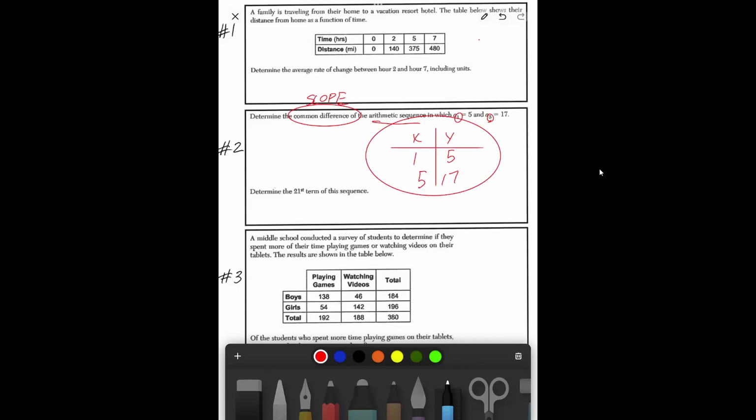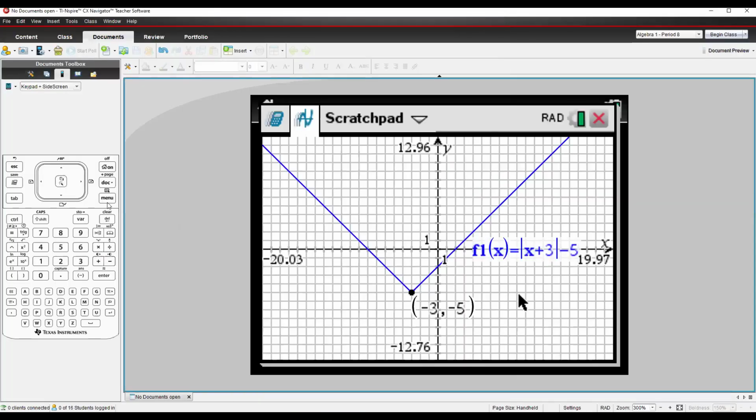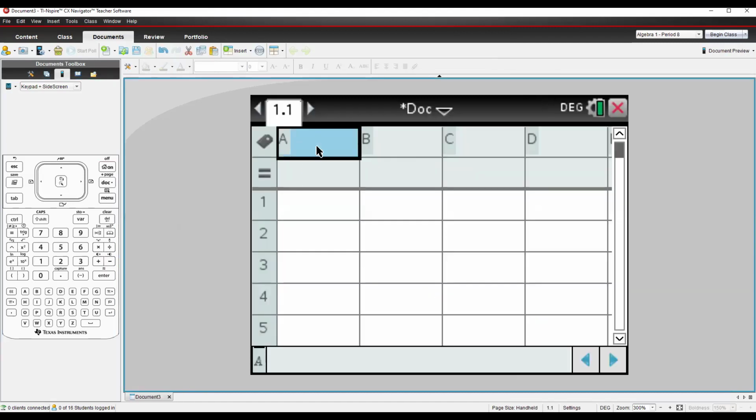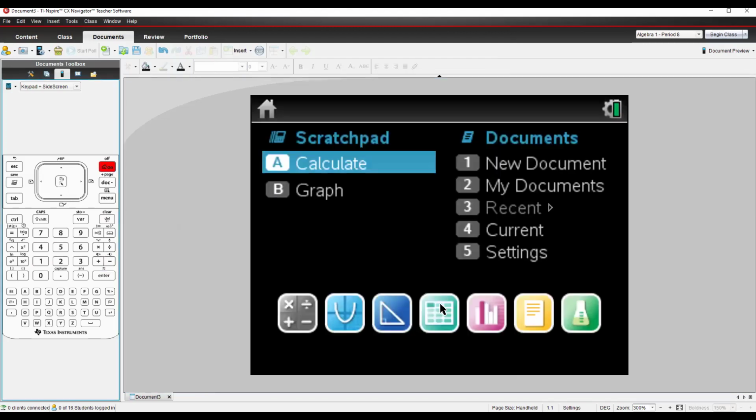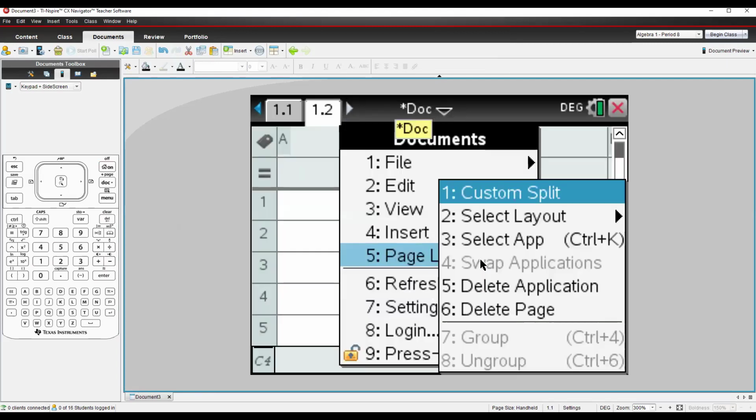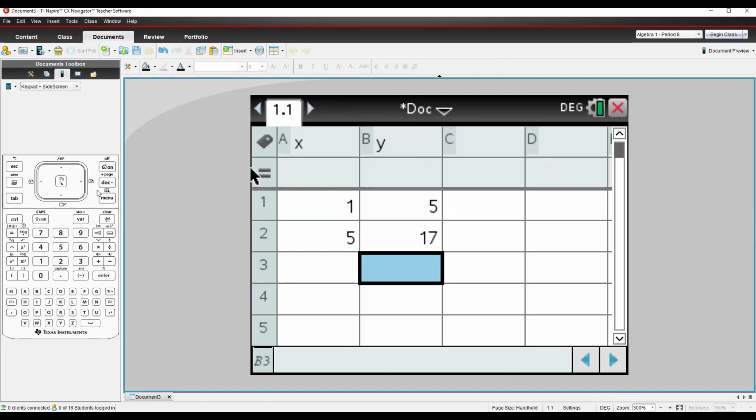So I'm going to use the spreadsheet. First thing, I'm going to put an x here, y here, and then we're going to put the first term. The first term is 5, and the fifth term is 17. All right, now that I've got those, I'm going to go back to the home screen. You guys know how to use this. I didn't mean to do that. I don't want this one, so let me delete the page. All right, go to the home screen.